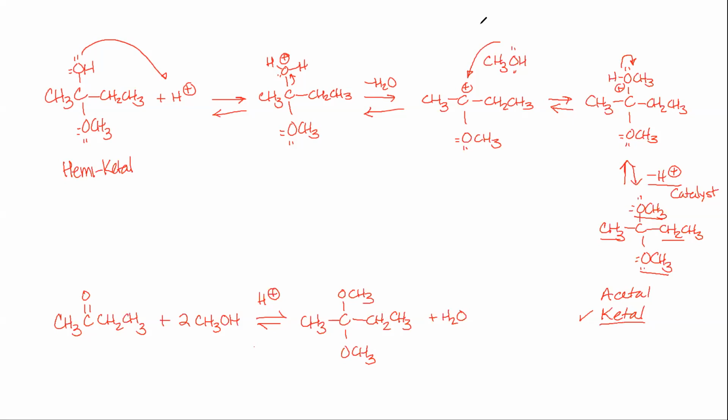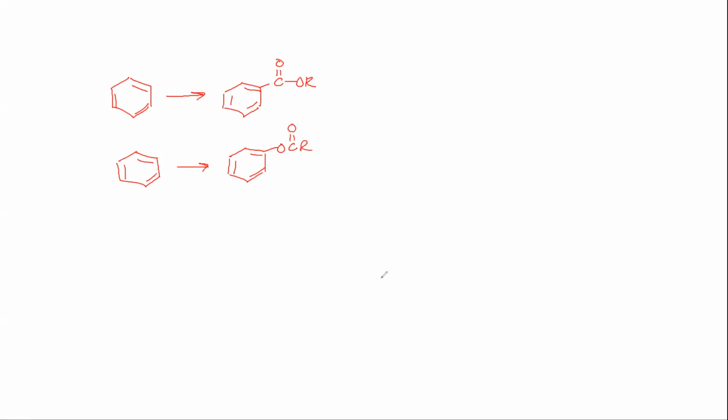So let me, there are two different sequences or two different sets of reactions. If you want to take a benzene ring and add the carbonyl group to the ring, versus if you want the oxygen, if you want the benzene ring to be the alcohol part of the ester.